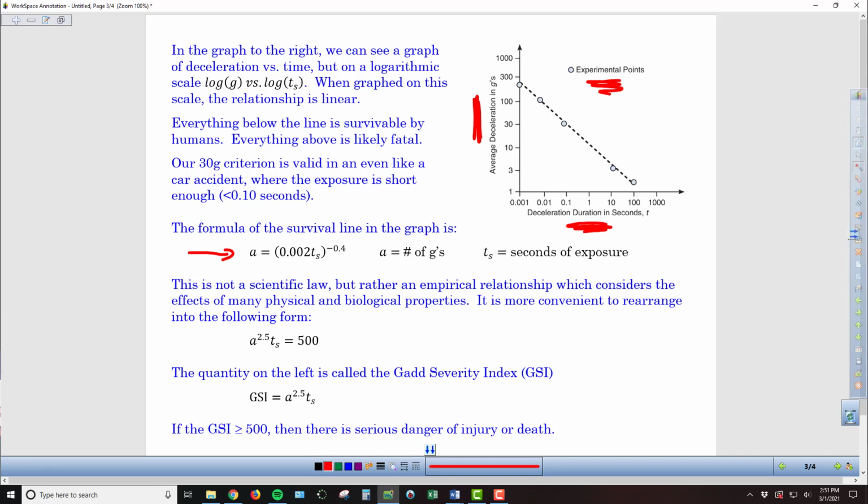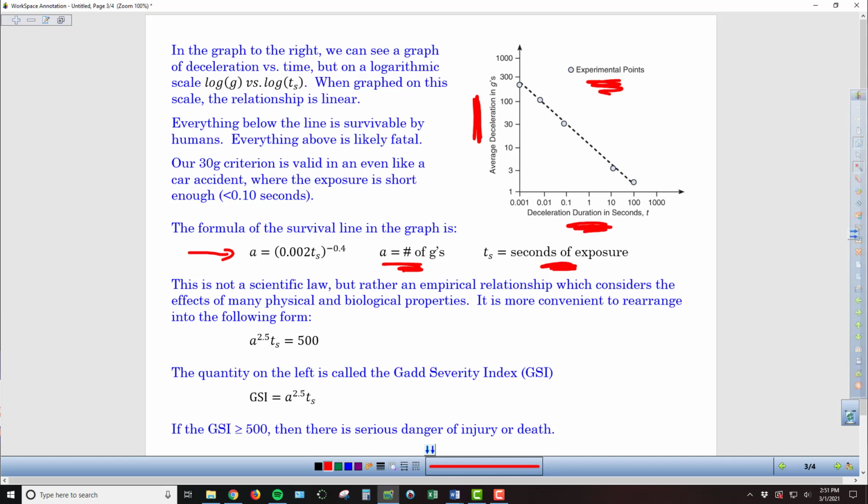You can take my word for it that that equation is accurate for that line there, where A is the number of Gs, not acceleration in meters per second squared, but the number of Gs that the person experiences, and T sub S is the amount of time of the exposure in seconds.